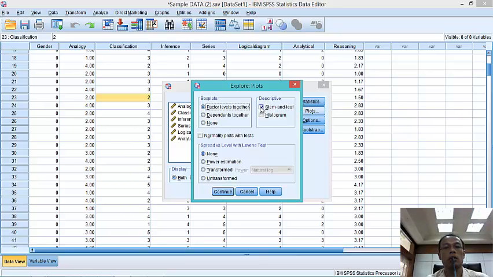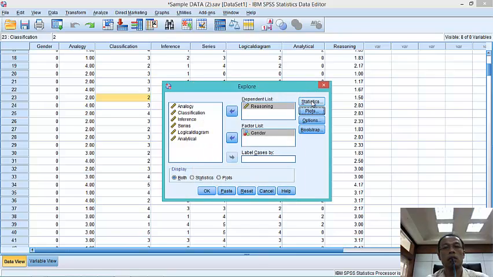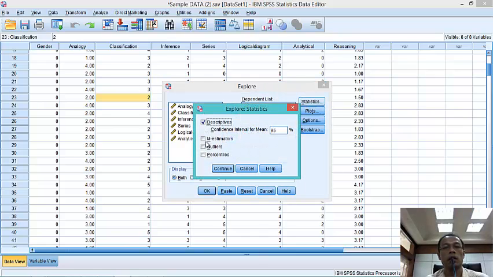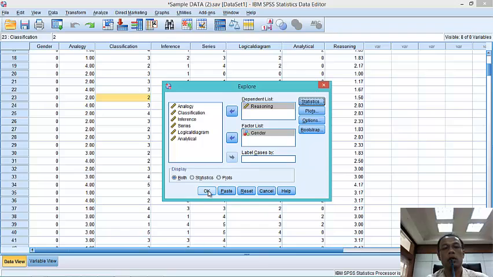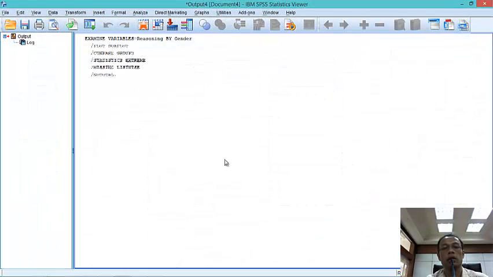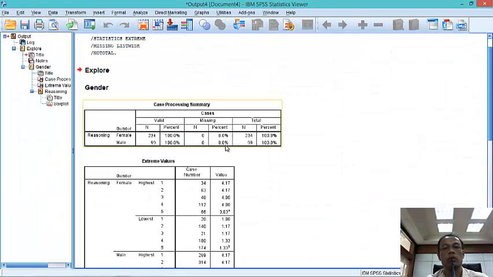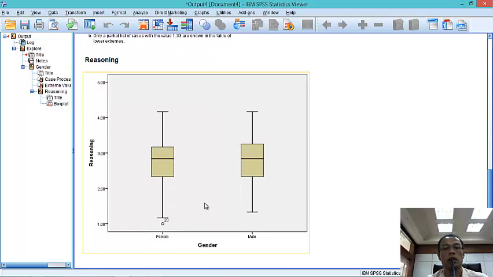The thing that I need is about outliers. So go to Statistics, and I can see Outliers here. I need to check whether the data has outliers or not. So I continue and click OK, and the result shows up like this.